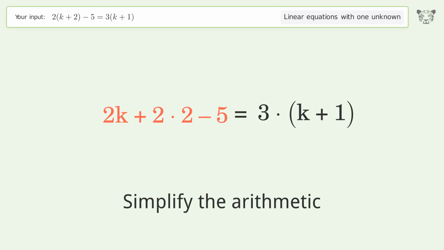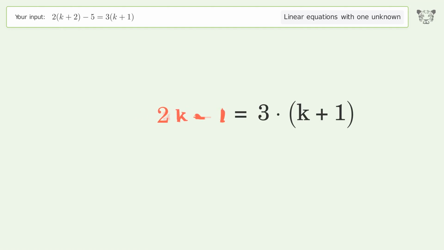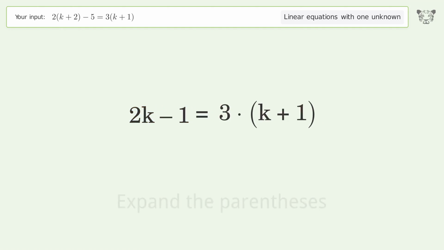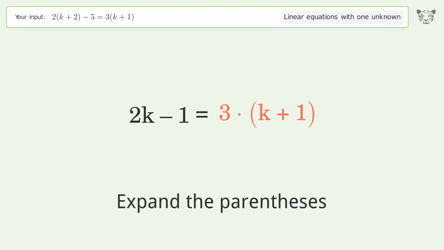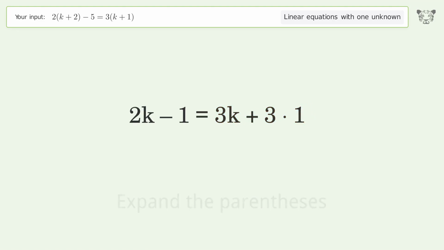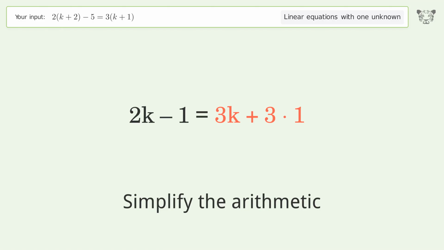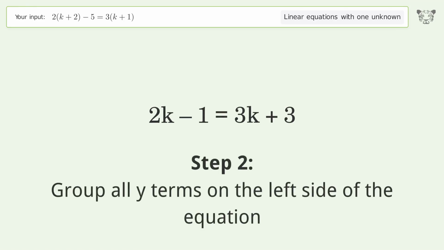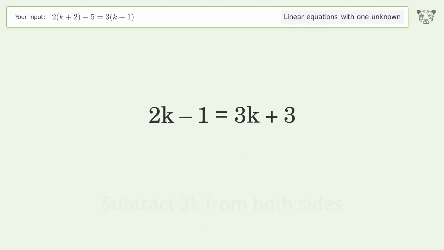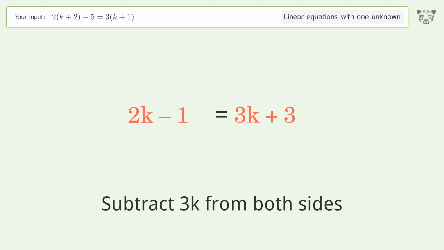Simplify the arithmetic. Expand the parentheses. Simplify the arithmetic. Group all y terms on the left side of the equation. Subtract 3k from both sides.